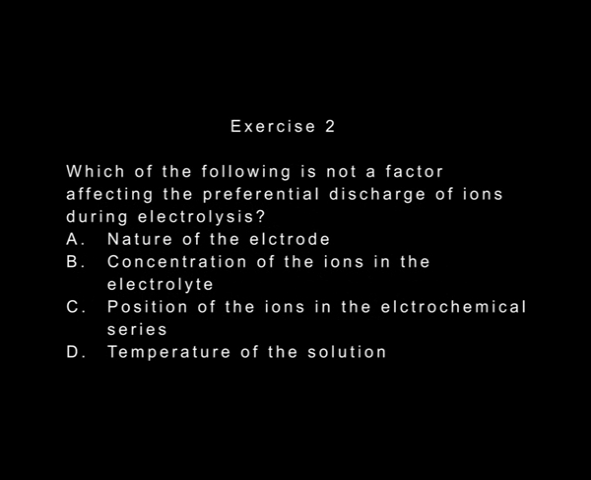Exercise 2. Which of the following is not a factor affecting the preferential discharge of ion during electrolysis? A. Nature of the electrode. B. Concentration of the ions in the electrolyte. C. Position of the ions in the electrochemical series. And D. Temperature of the solution. The correct answer is D, because temperature of the solution has no effect on the preferential discharge of ion at the electrodes in electrolysis.